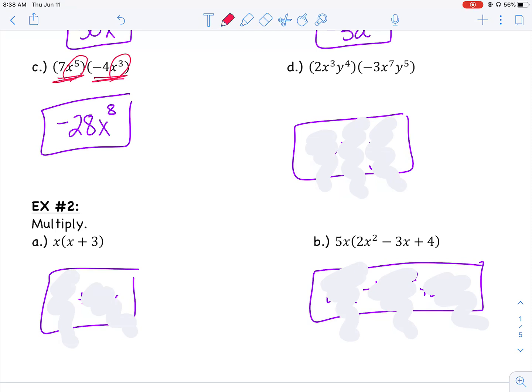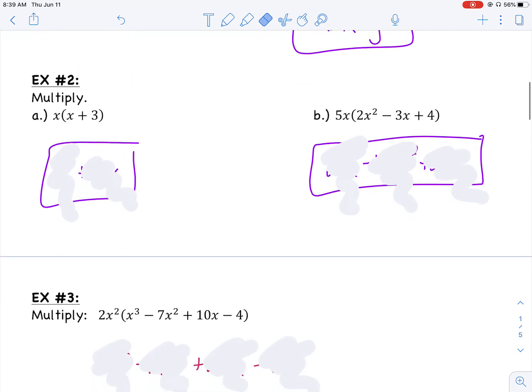All right, d has a couple of different variables, but we're going to do the same thing. We're going to take this polynomial and multiply it with my second polynomial. We're going to take the coefficients and multiply them together. So 2 times -3 is -6. And then I'm going to take all my like bases and combine them. So if I have x to the 3rd times x to the 7th, when I combine them, remember I really add the exponents, so I have x to the 10th. And then I have my y to the 4th times y to the 5th, which really gives me y to the 9th. I have no other like bases, no other like terms, so my final answer would just be -6x to the 10th, y to the 9th.